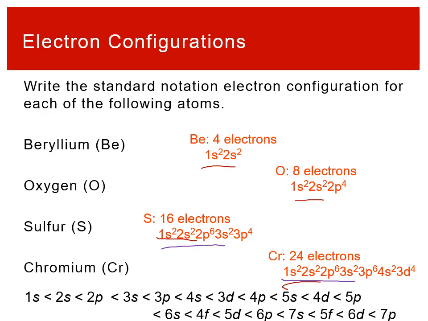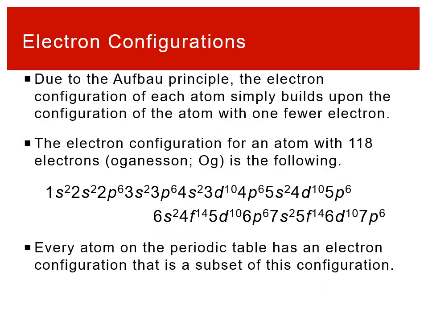Anything more than chromium, right? If we think there's this pattern of filled shells in chromium, anything with more electrons than chromium, all those subshells are still full, and the 3d just gets more and more electrons in it until eventually that gets full, and you move into 4p, then 5s, and so on and so on. It just keeps going up. So this Aufbau principle, this idea of building up, that ordering is always the same.